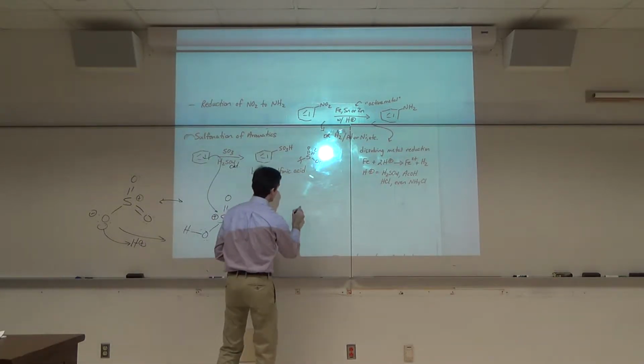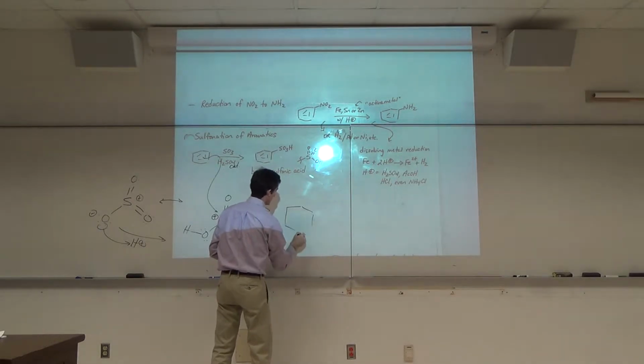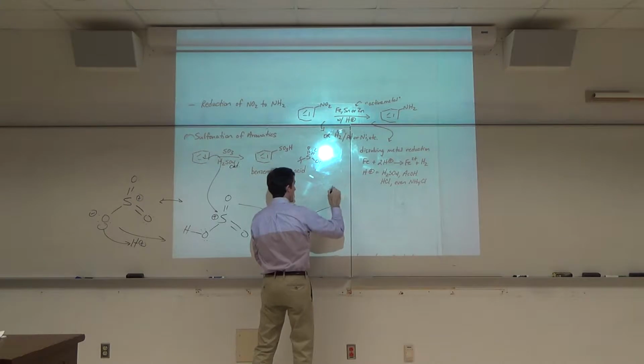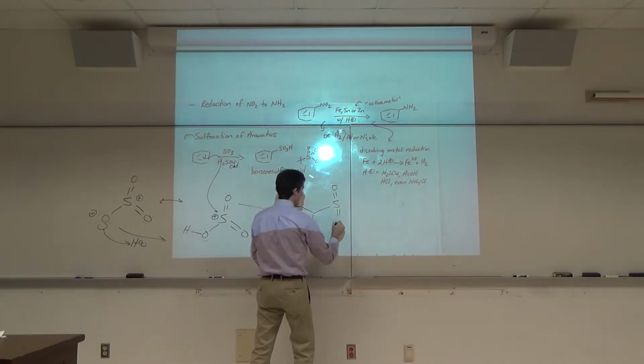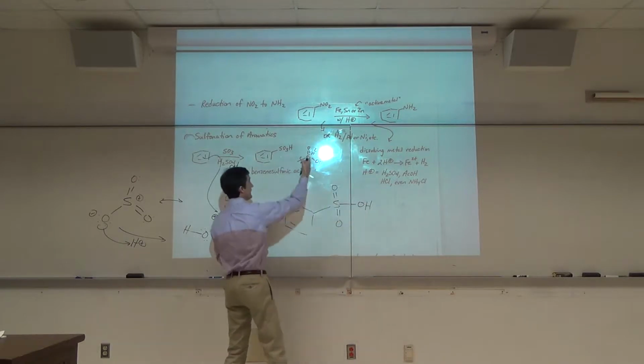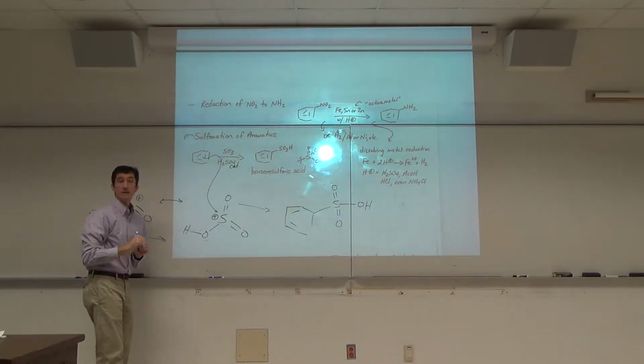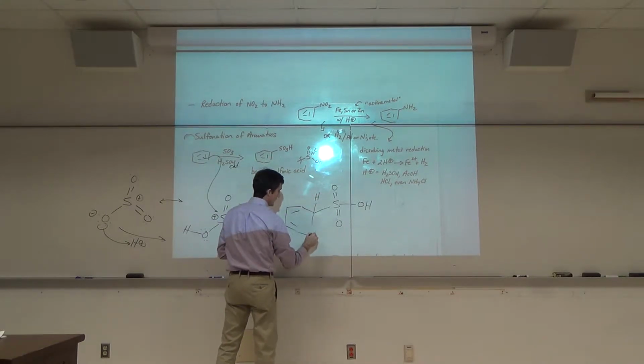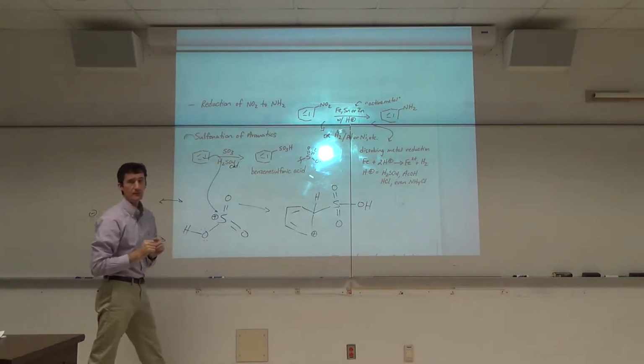What does that give? We attack sulfur. It's got a double bond to O, and what else? OH. There you go. There's your sulfonic acid. And now the sulfur is neutral. There is an H here, plus here, standard sigma complex.